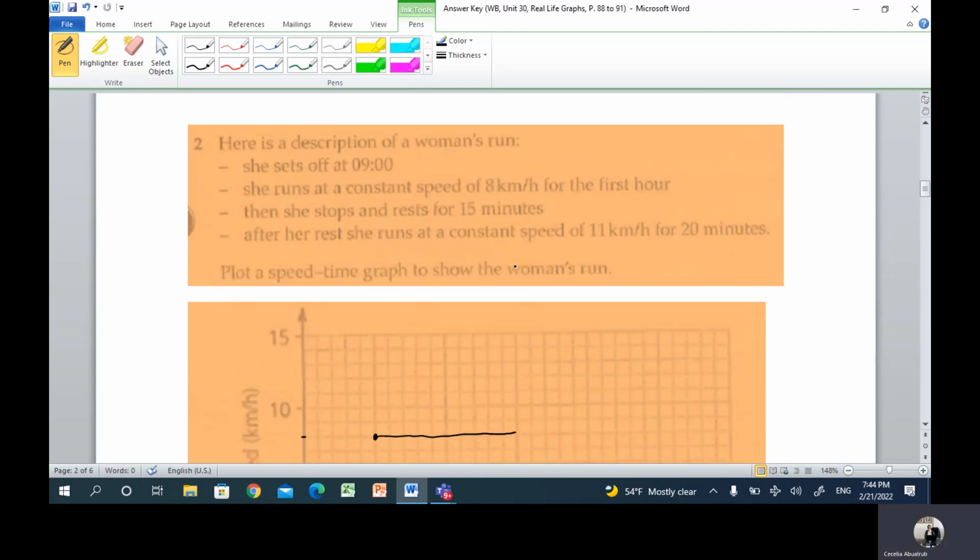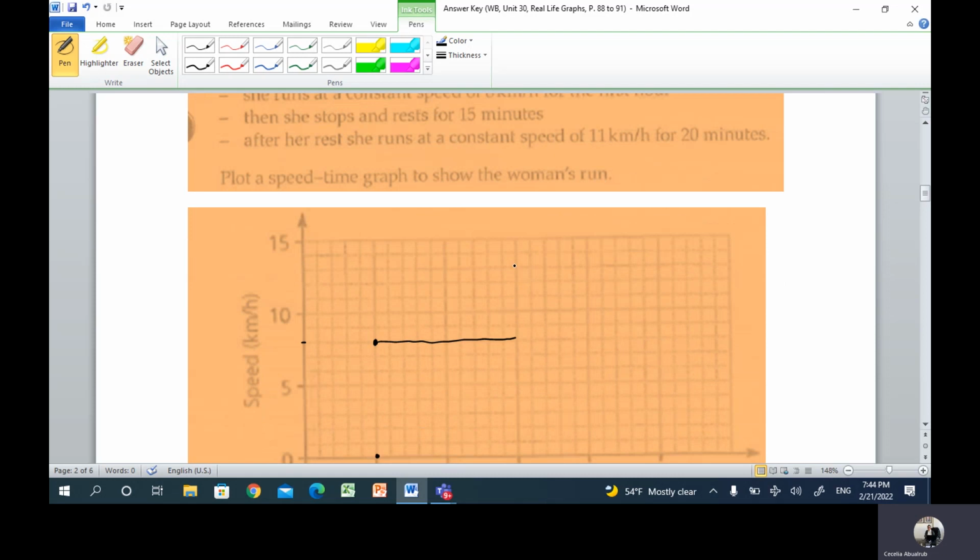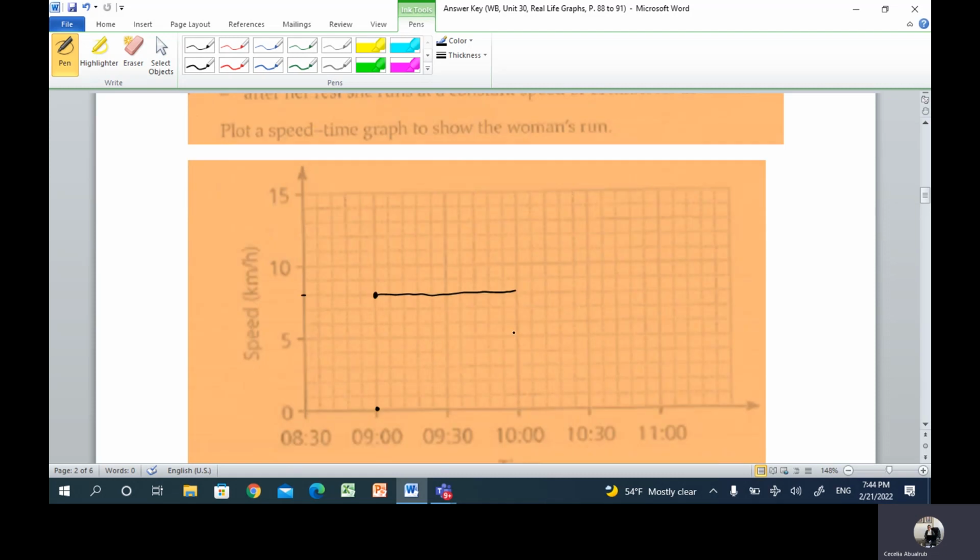Then she stops and rests for 15 minutes. So we're going to go from here to 0, 0 and 15 minutes. So if this is 10, this is 30, so it's going to be somewhere in between. And we're going to go up.